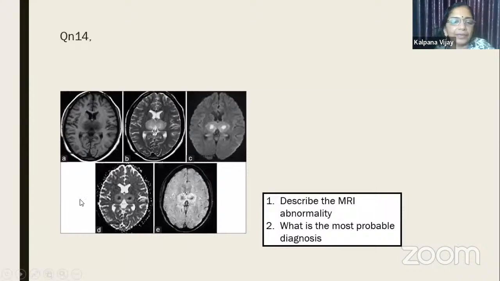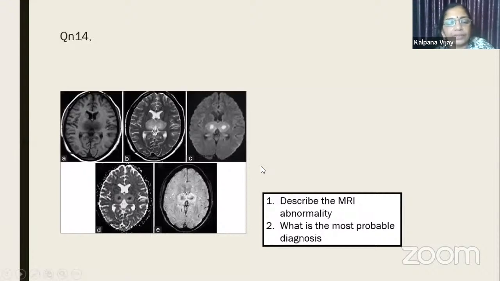The thalamus will be very much swollen and enlarged, and in the central part there will be diffusion restriction, as well as there can be hemorrhage. In SWI, the black color indicates hemorrhage. So this is a double donut sign, and that is seen in dengue encephalitis. Also in H1N1 you can see it.